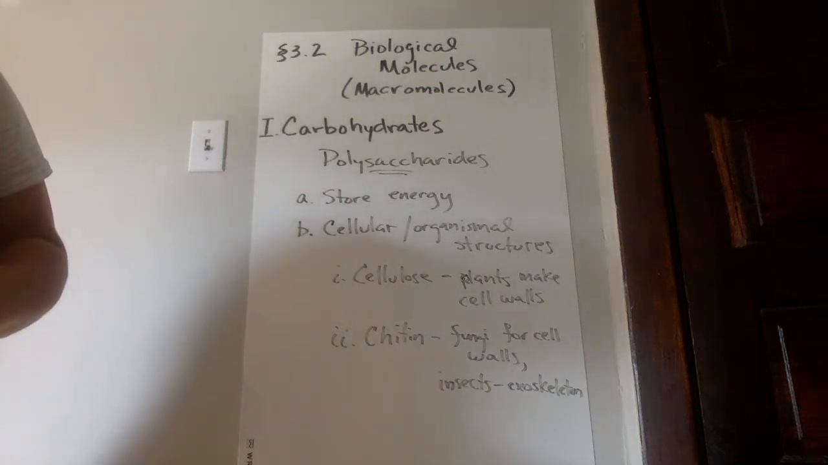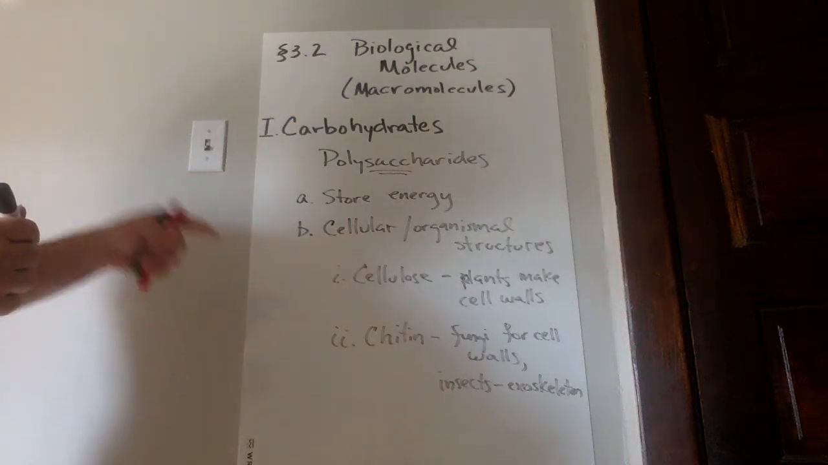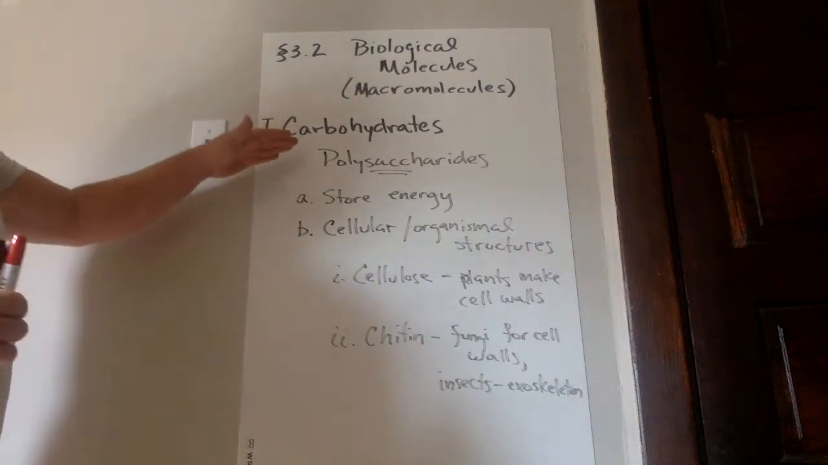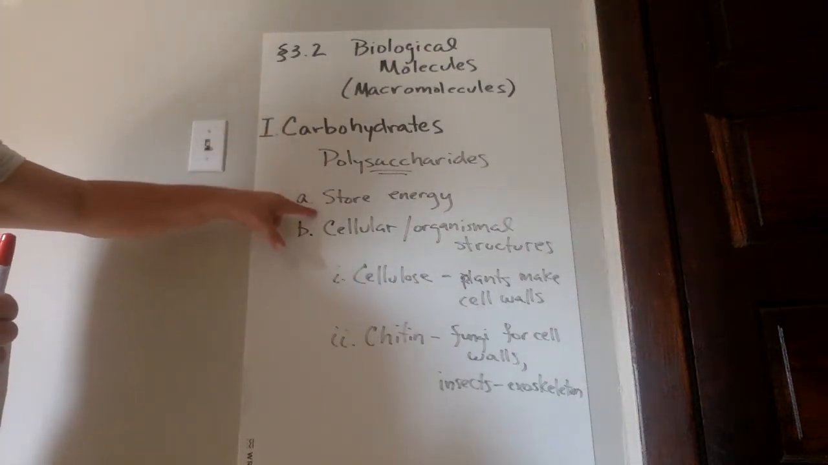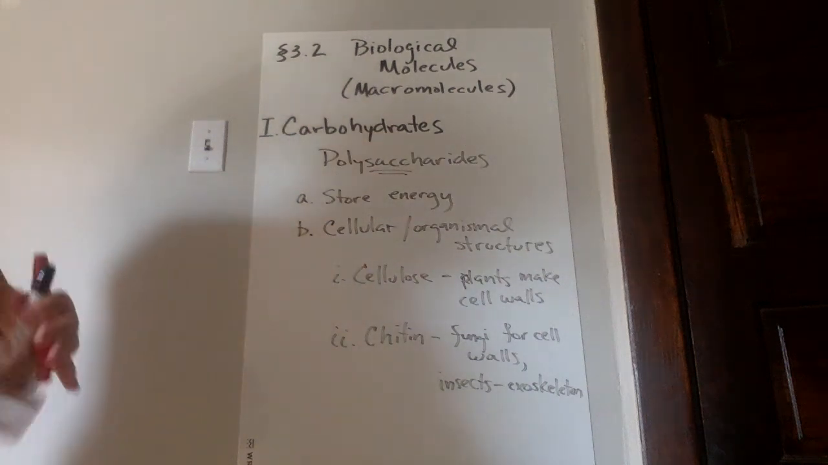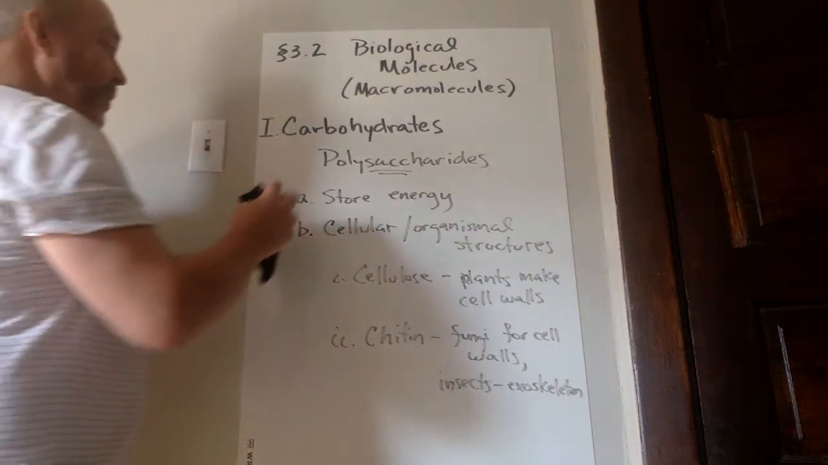And then I thought I had one more. No, I got cellulose, I got chitin, I got starch, and I got glycogen. So the different polysaccharides you need to know are starch and glycogen, which are ways to store energy, and cellulose and chitin, which are ways that organisms make cell walls or exoskeletons.